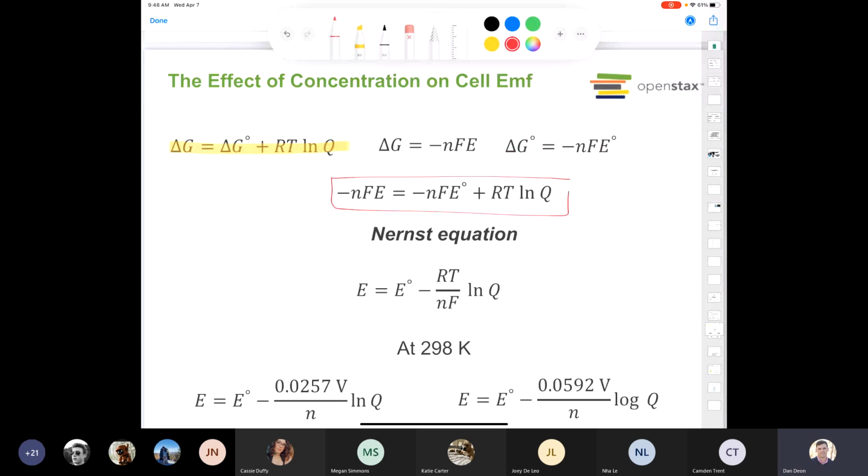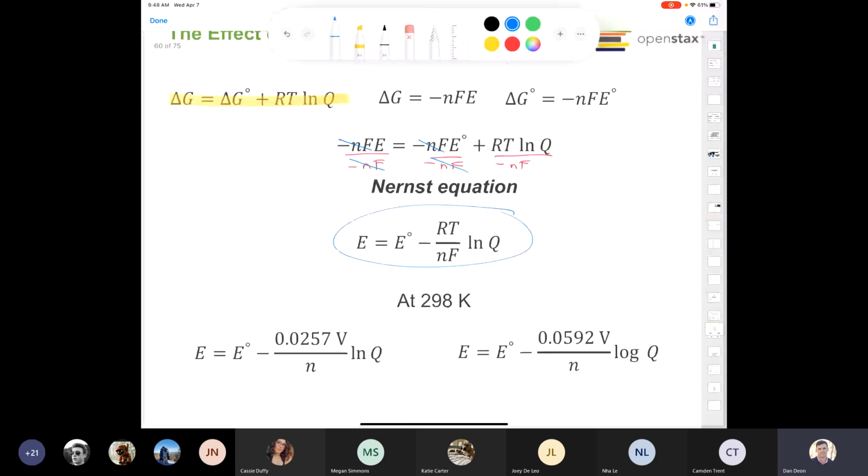And then what's going to happen is we're going to divide everything by negative NF. Divide by negative NF, divide by negative NF. My Apple Pencil's working weird. Anyhow, negative NF cancels here, it cancels here, and we end up with this equation that we call the Nernst equation, named after Nernst.